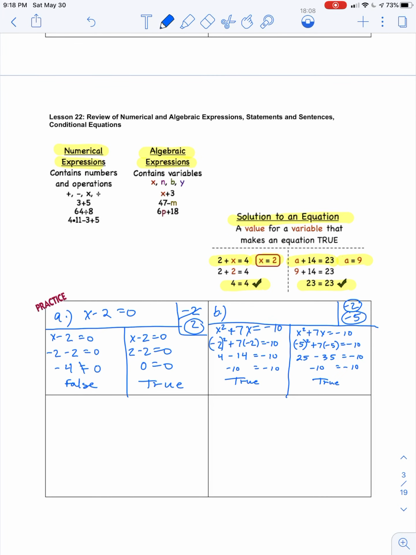There are your practice problems. You can go ahead and work through the lesson problems that are assigned for lesson 22. If you have questions, let me know.